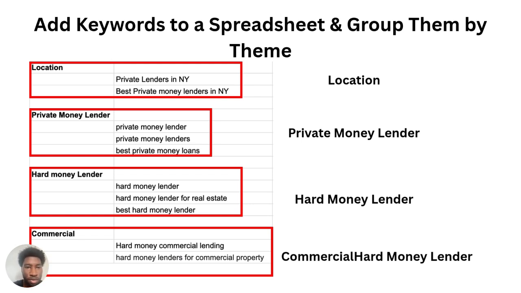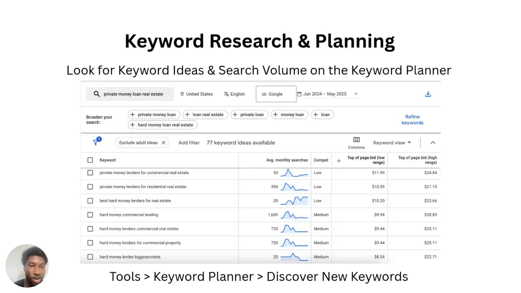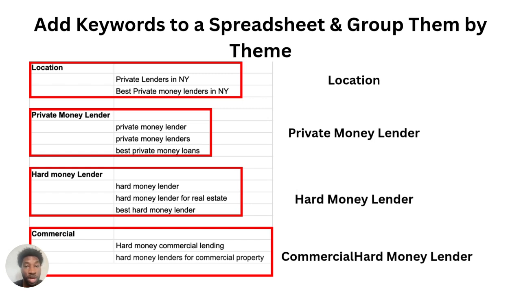So let's say, for example, someone searching up private lenders in New York. You want your ad right here to say private lenders in New York. And so that's what we're optimizing for. And that's why it's important to group them by theme. In this case, it's going to be by location. In this case, it's just going to be private money lender. In this case, it's going to be hard money lender, right? And in this case, it's going to be commercial copywriting, right? So each of these different themes is going to have their own sort of copywriting and words and phrases that are actually going to influence people to buy because it's relevant to them.